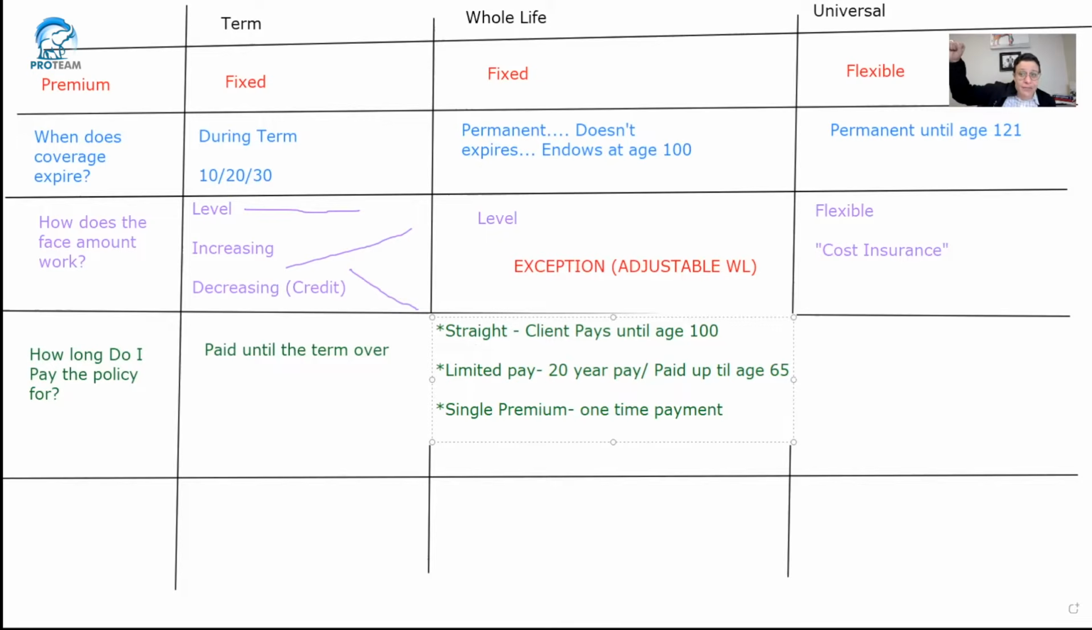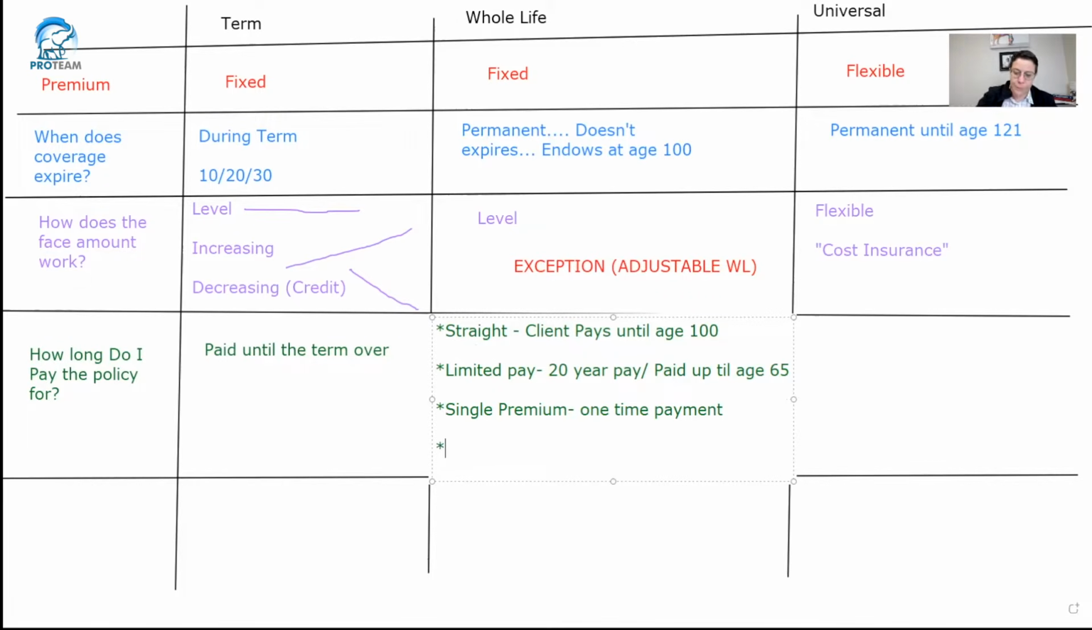So the coverage is until age 100, but I only get to pay, how many times do I pay this policy? One time. One pay. One time. That's it. That's all you got to do. Okay. All right. Awesome.